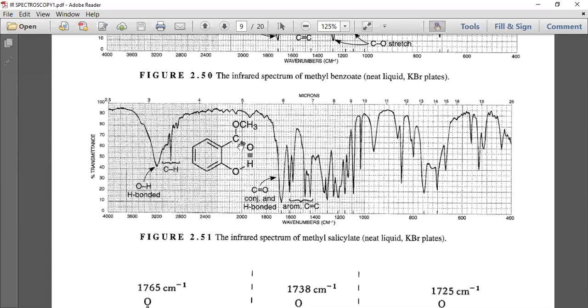Methyl salicylate, other than conjugation, is also having hydrogen bond. So because of the hydrogen bond, the C double bond O stretching frequency will further come down. So it will be around 1690 or 1680 in this case. Because of aromatic nature, its C double bond O stretching frequency is decreasing by 30. Because of hydrogen bond, you can also decrease the C double bond O stretching frequency by 20.